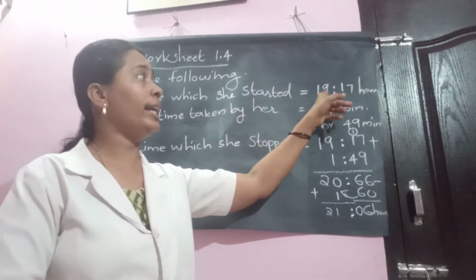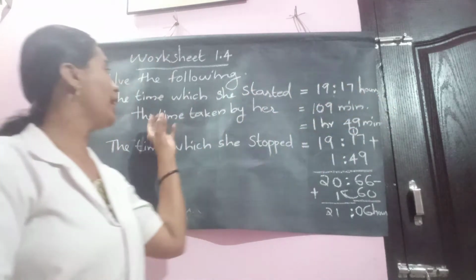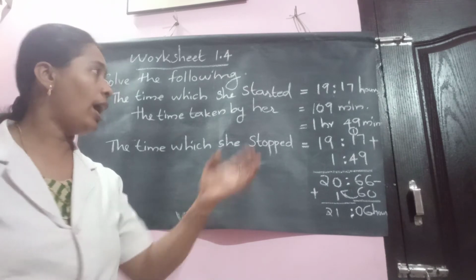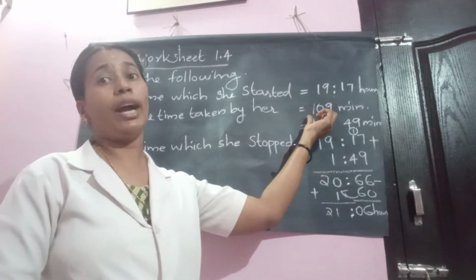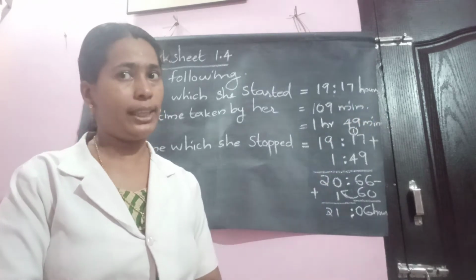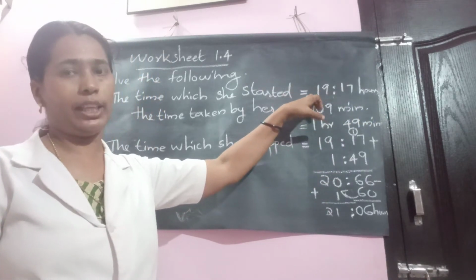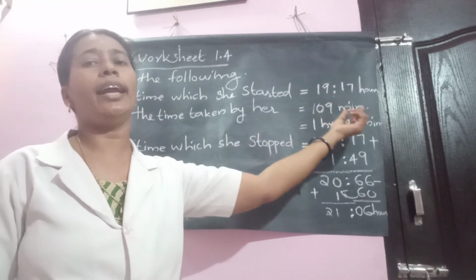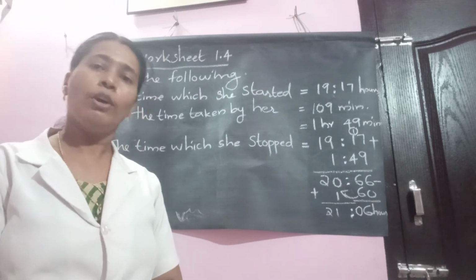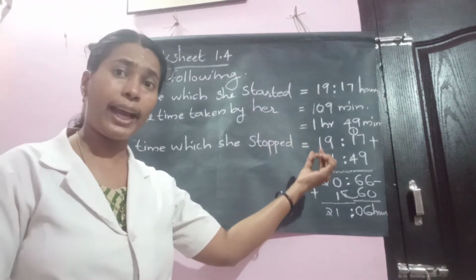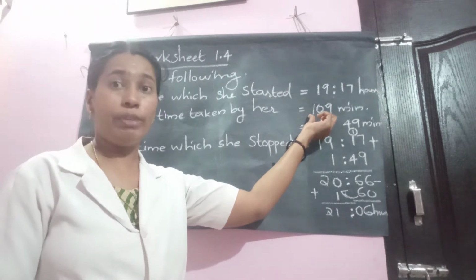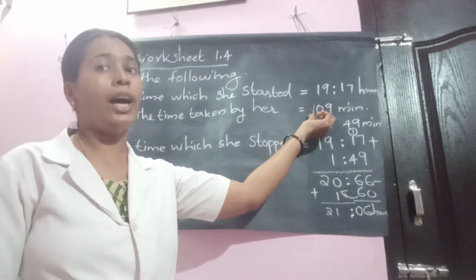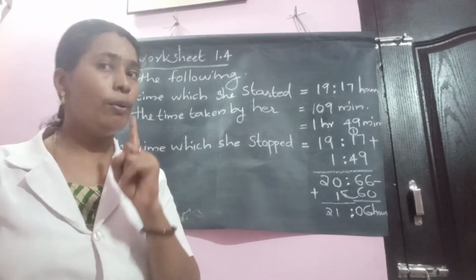Started by 1917 hours. And what will be the time taken by her? How much time did she do the activity? She did the activity for 109 minutes, isn't it? But the starting time is given in terms of hours and minutes. So how do you convert 109 minutes into hours and minutes? For that, we can subtract 60 from this number. Why are we subtracting 60? 60 minutes equal to 1 hour.